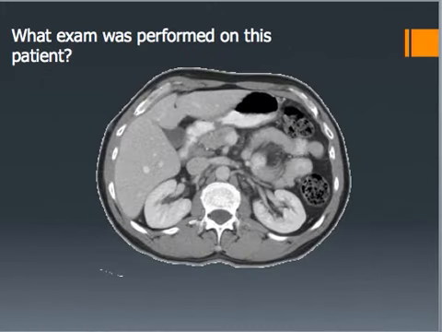What exam was performed on this patient? Again, this is another CT abdomen. You've got liver, gallbladder, kidneys, some of the intestine over here. So find out what it is. Yep, it's a CT abdomen. This one doesn't ask for the prep, but again, the prep would be NPO for 8 hours.